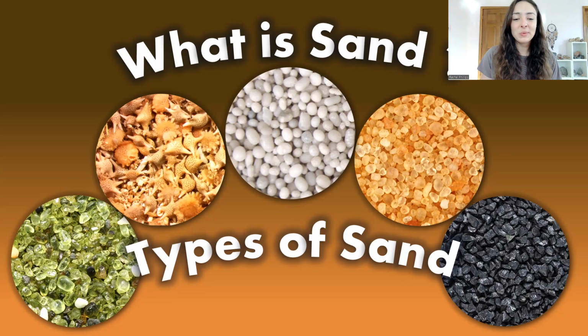We build castles in it, we play in it, we bury our toes in it, but what is sand? And what types of sand are there? Are there so many different colors on the screen right now? What the heck makes up these grains?